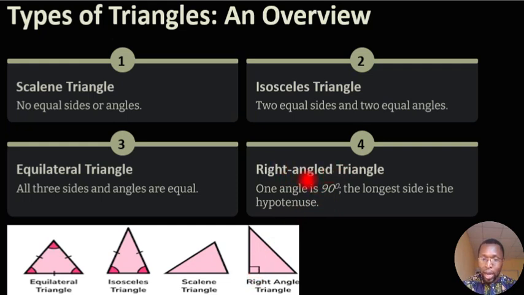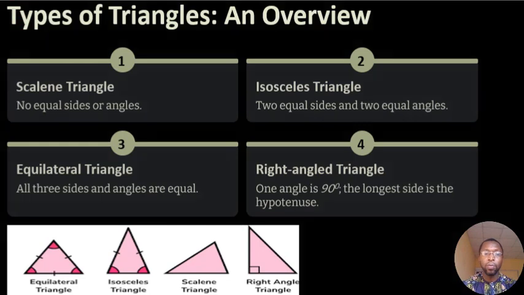That's what makes it right angle. The word right angle means 90. And then the longest side, which is the one facing angle 90, is called the hypotenuse. All right. So these are the different types of triangles that we have.